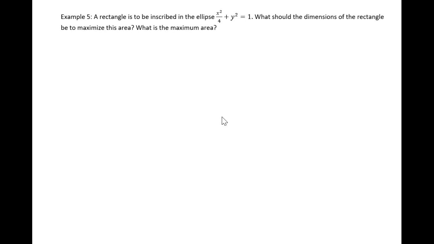A rectangle is to be inscribed in the ellipse given by the equation. What should the dimensions of the rectangle be to maximize this area? And what is the maximum area?